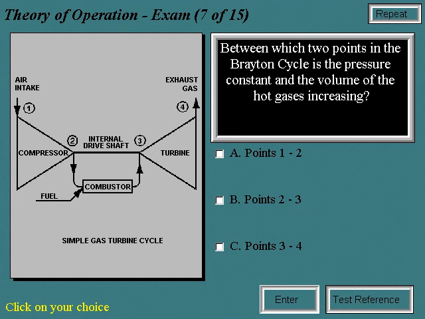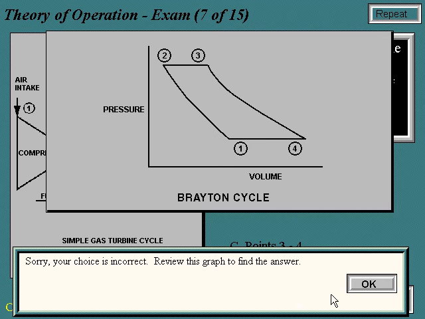Between which 2 points in the Brayton cycle is the pressure constant and the volume of the hot gases increasing? Sorry, your choice is incorrect.